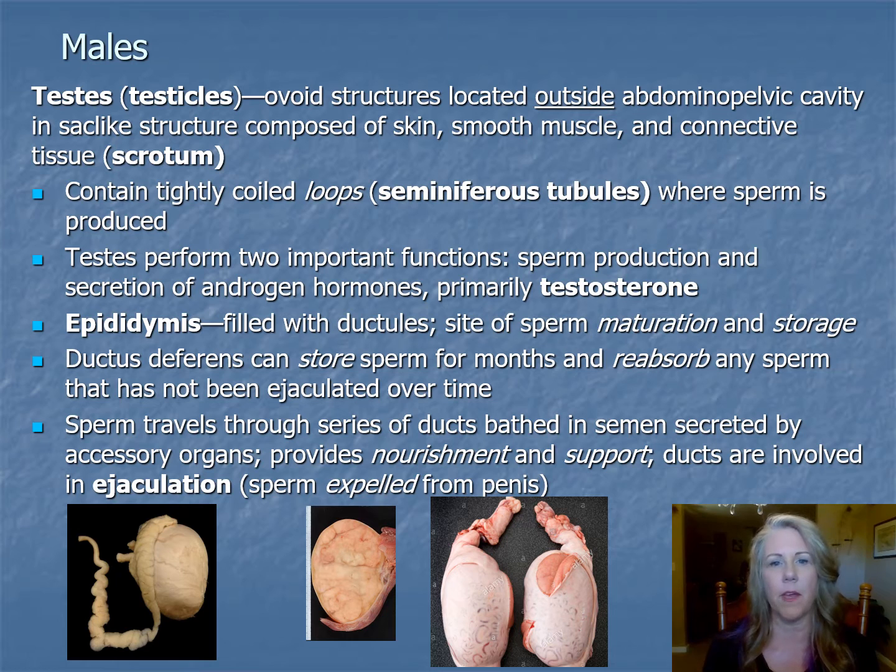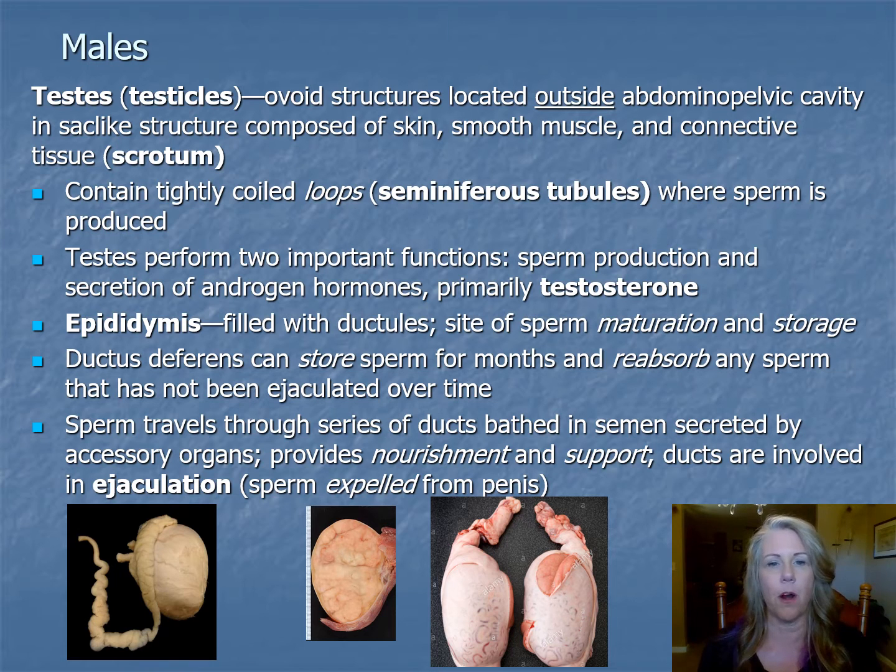Okay, first we're going to talk about males. So we're going to talk about the testicles. These are ovoid structures located outside the abdominopelvic cavity in a sac-like structure composed of skin, smooth muscle, and connective tissue, what we call the scrotum. It contains highly coiled loops called seminiferous tubules, where the sperm is actually produced. Testes perform 2 important functions: sperm production and the secretion of androgen hormones. Androgen just means it's a group of hormones, and primarily that would be testosterone.